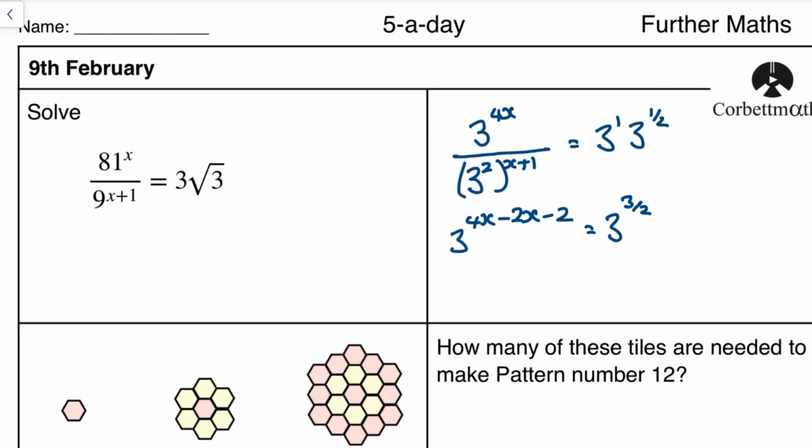Now, because the base values are now the same, I can effectively just equate the index values. So that means I'm going to go back over to the left again now because there's a bit more space here. So that means 4x minus 2x minus 2 is equal to 3 over 2. 4x minus 2x is 2x. Add 2 to both sides is going to give me, well, 3 over 2 plus 2 is the same as 3 over 2 plus 4 over 2, which is 7 over 2. Divide both sides by 2, and that's going to give me 7 over 4.